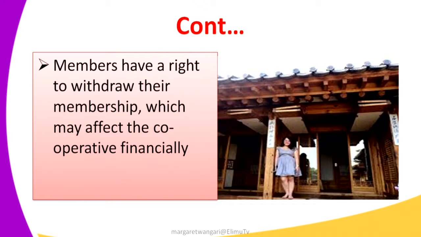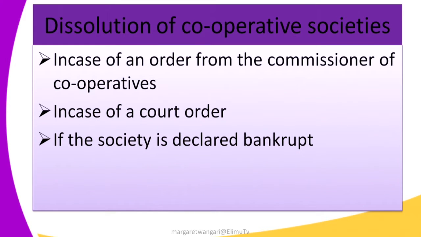Let's now look at circumstances under which cooperative societies may be dissolved. Once again, dissolution means bringing a business to an end. It stops operating. The dissolution of cooperatives may come about due to the following reasons. One, in case of an order from the Commissioner of Cooperatives, who may order the cooperative society to be dissolved due to many reasons, for instance, engaging in illegal businesses.